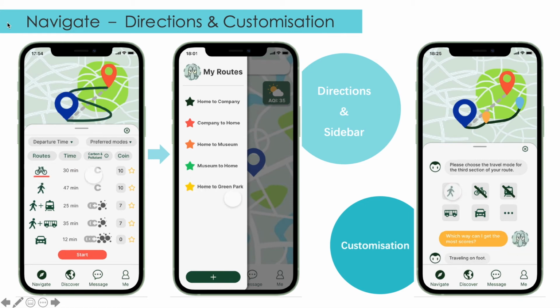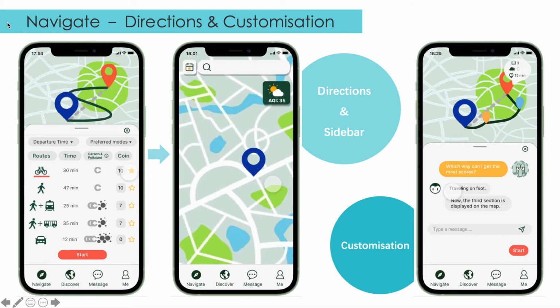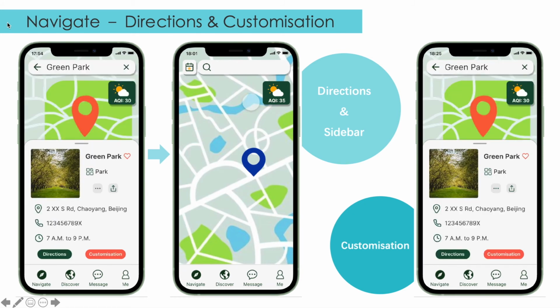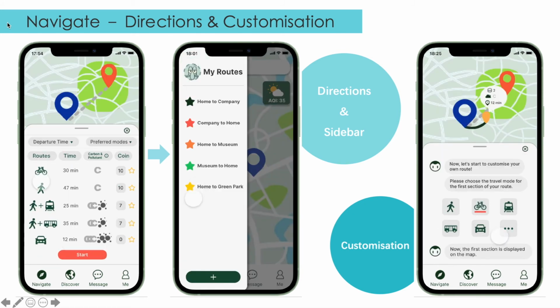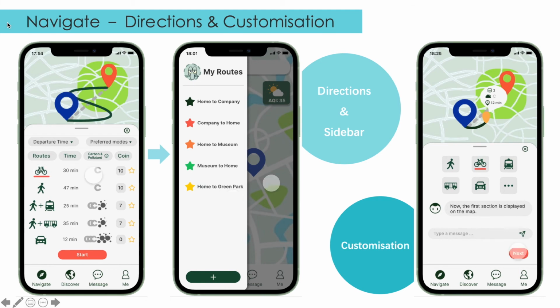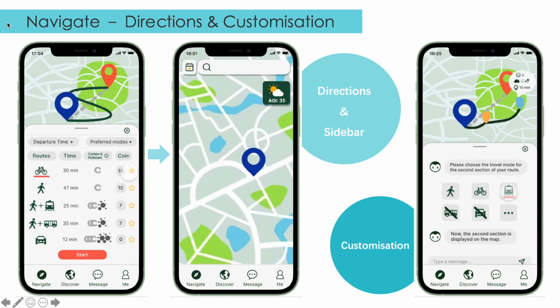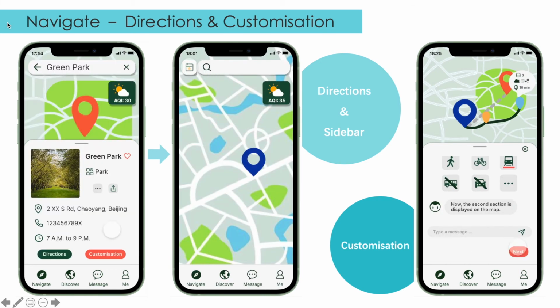Users can also start their favorite and frequently used routes and add them to the sidebar in Navigate interface. Choosing customization, users can customize their routes according to their own preferences and needs through communicating with the robot of our system.